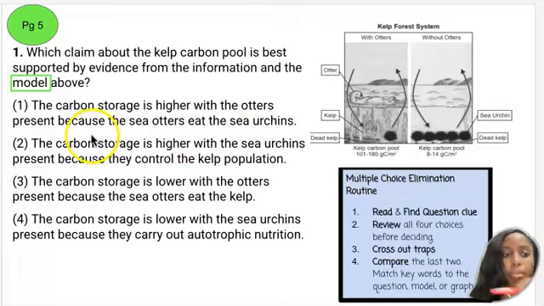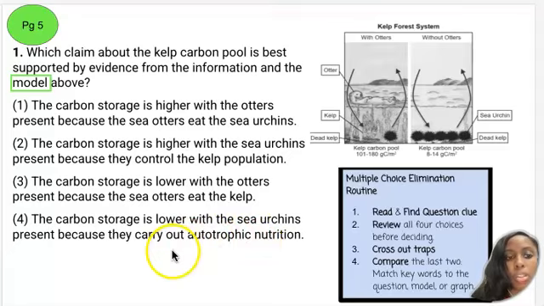That will waste time. So, choice number 1 says, the carbon storage is higher with the otters present because the sea otters eat the sea urchins. Choice number 2 states, the carbon storage is higher with the sea urchins present because they control the kelp population. Choice number 3 says, the carbon storage is lower with the otters present because the sea otters eat the kelp. Choice number 4 says, the carbon storage is lower with the sea urchins present because they carry out autotrophic nutrition.